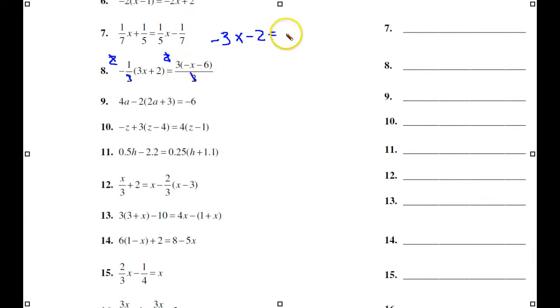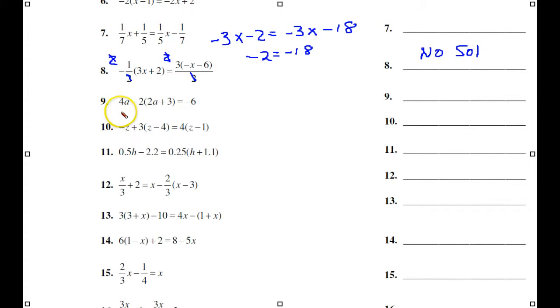And then here we have a negative 3x and a negative 18. Now notice if we add 3x here and 3x there, the x's disappear, and we're left with a negative 2 equals a negative 18. Is that a true statement? And the answer is no. So for number 8, no solution.